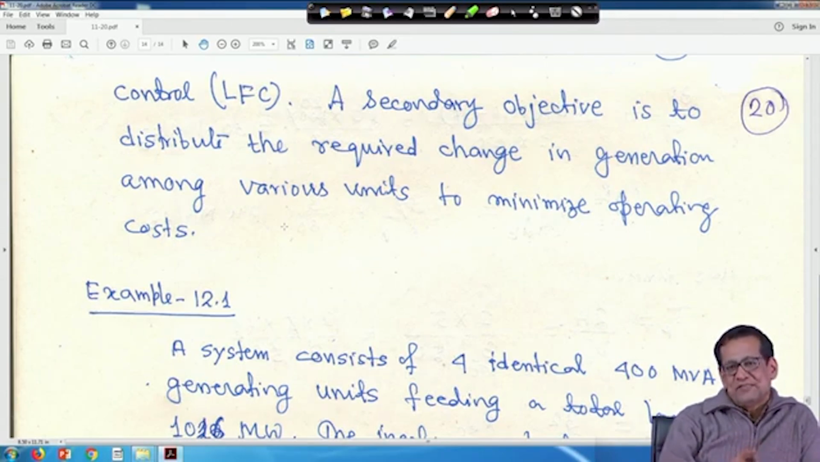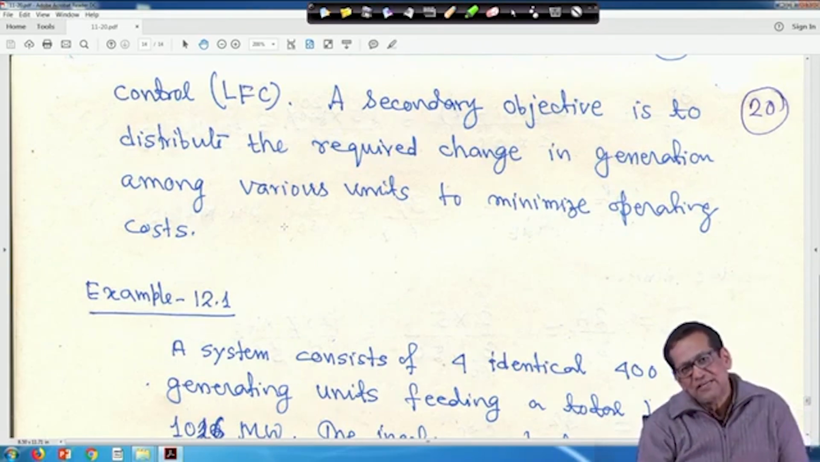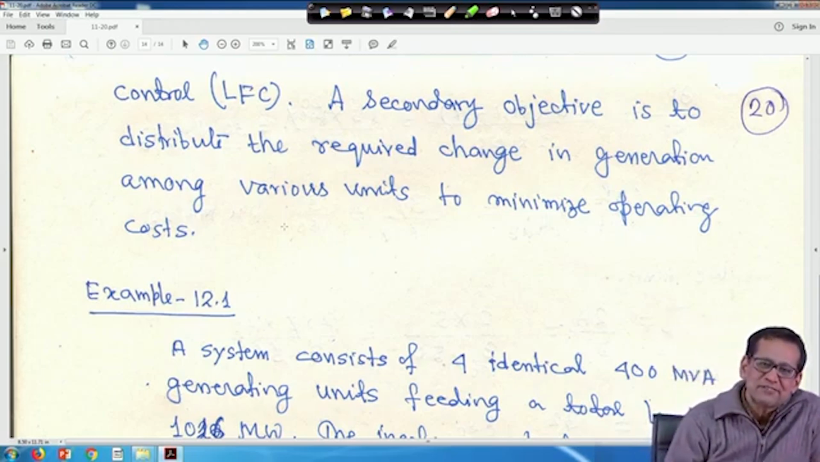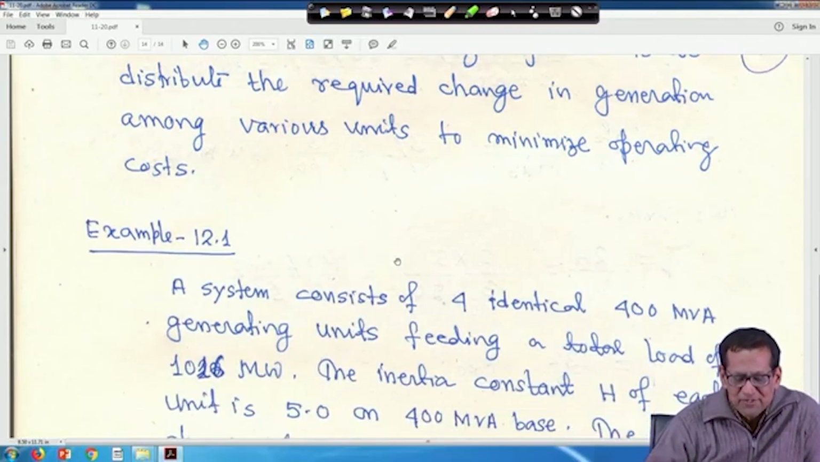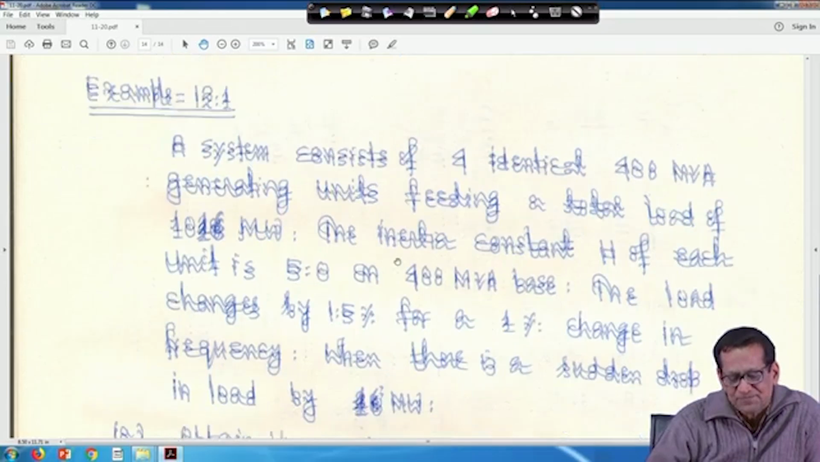So, apart from this, load frequency control plus economic load dispatch is equal to automatic generation control. But if economic load dispatch is not there, then we call it automatic generation control is equal to load frequency control, right. So, much more will come, but before that we will see a simple example.